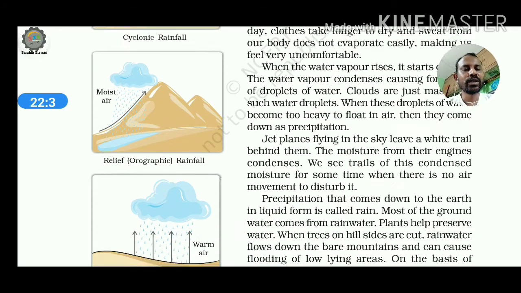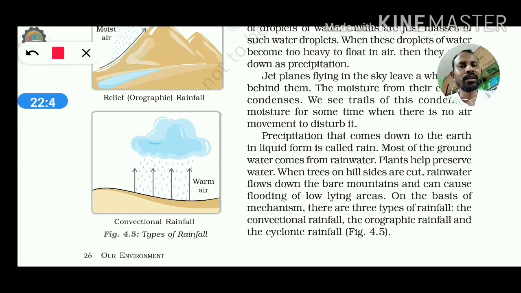Next one, convectional rainfall. What is the meaning of convectional rainfall? After getting moisture from a particular region, when it causes rain in that particular area, that is referred to as convectional rainfall. We can take the equatorial region, the Amazon basin region, or any other part of the world where the equatorial region is found. In that area, we can see everyday afternoon rainfall. That everyday afternoon rainfall is an example of convectional rainfall.